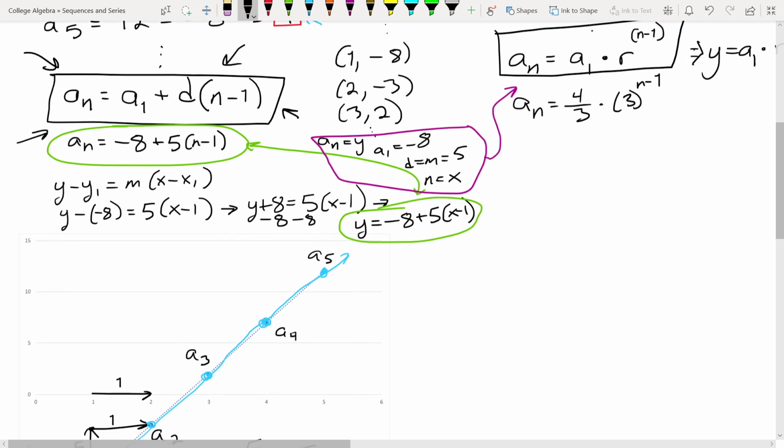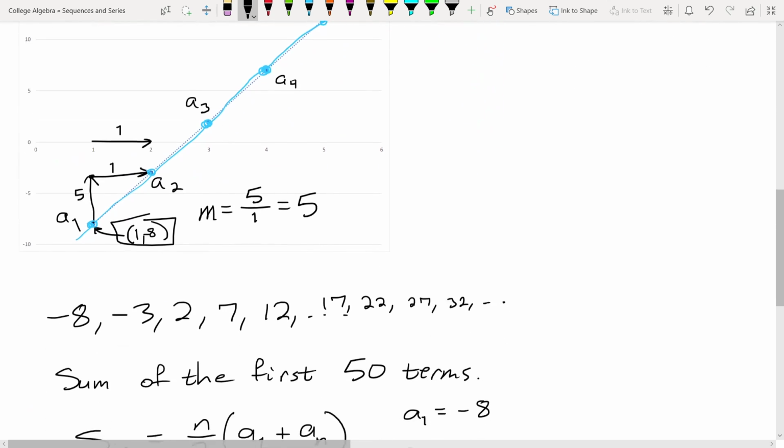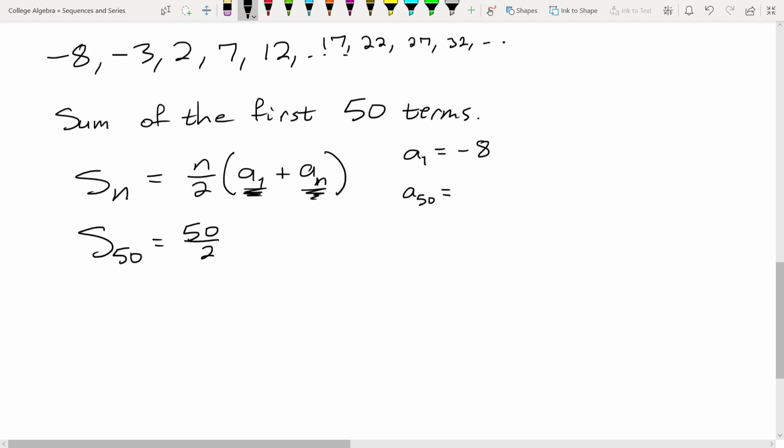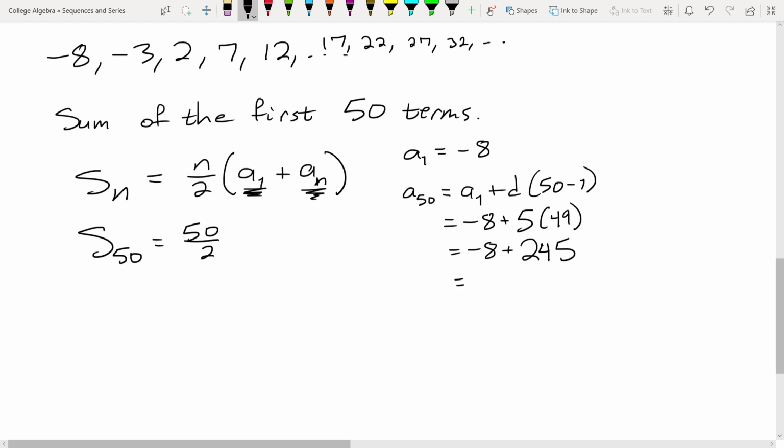So A50 is A1 plus D times 50 minus 1. Okay. This is going to be A1 plus D times 50 minus 1. A1 is -8. D, well, this is just the common difference. We have 5 each time. And then we get 49 here. -8 plus 5 times 49 is 245. And of course, adding 8 onto that gives us 237.